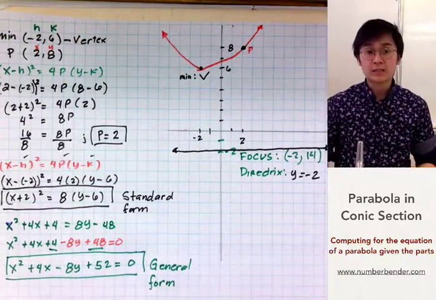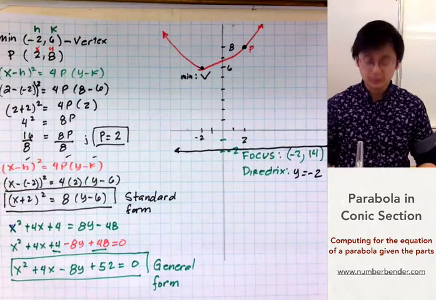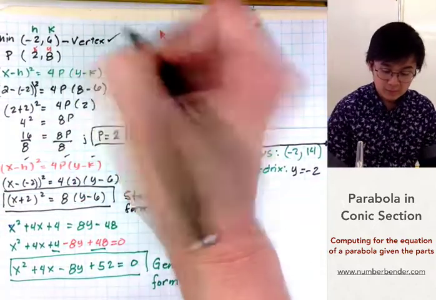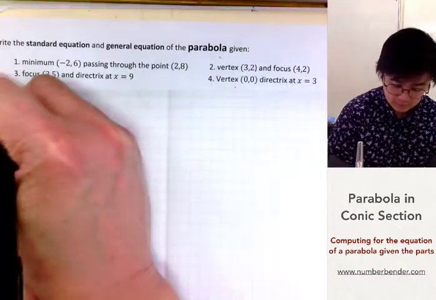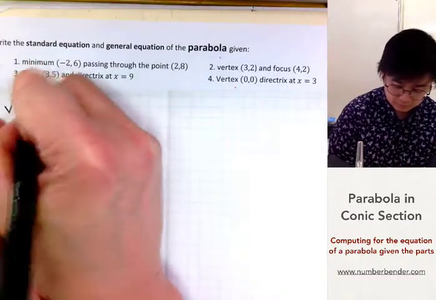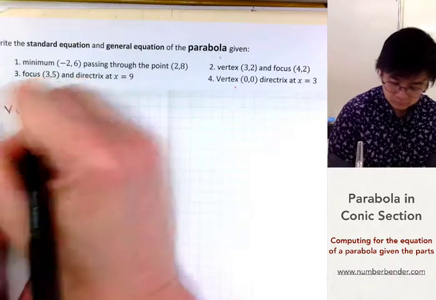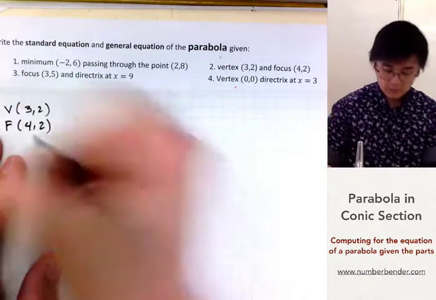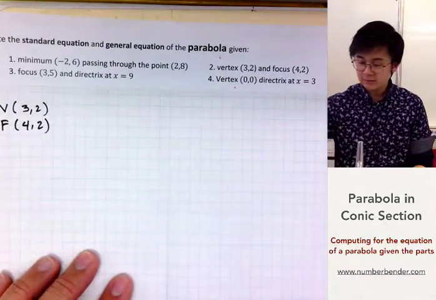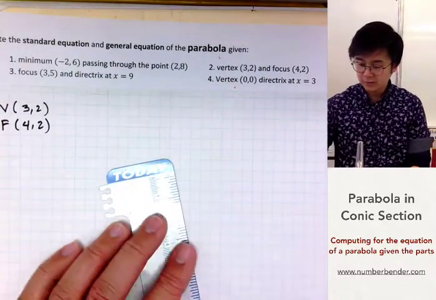So this is our complete analysis for problem number 1, given the minimum and the point passing through the parabola. Let's go ahead and sketch the graph of the given information.